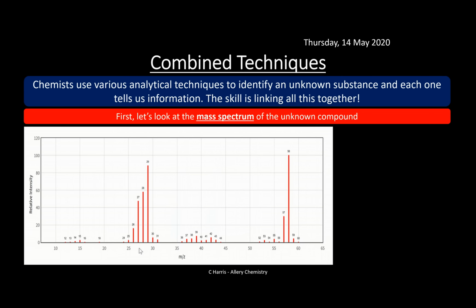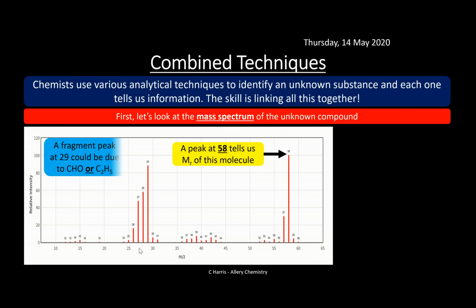Okay, so we're going to look at the MS spectrum first, and this is of our unknown compound. Remember, it shows fragments of the compound that we're testing. So the molecule is fragmented or broken up into different parts. We can tell straight away, remember, this is our M+ peak. We have a peak at 58, and so we know that the molecular mass of our substance is 58 straight away.